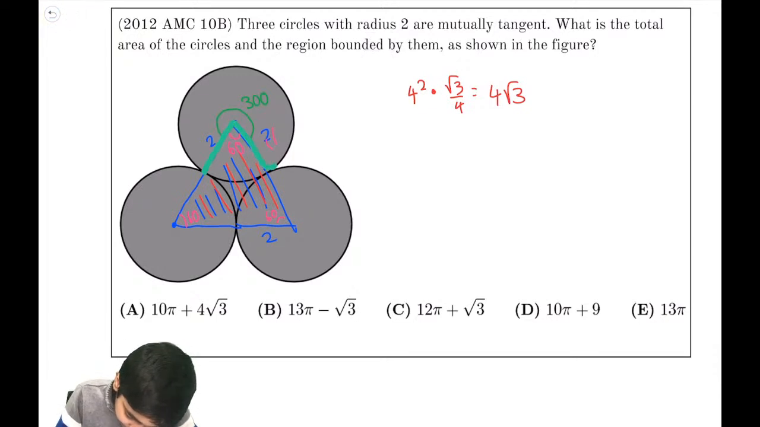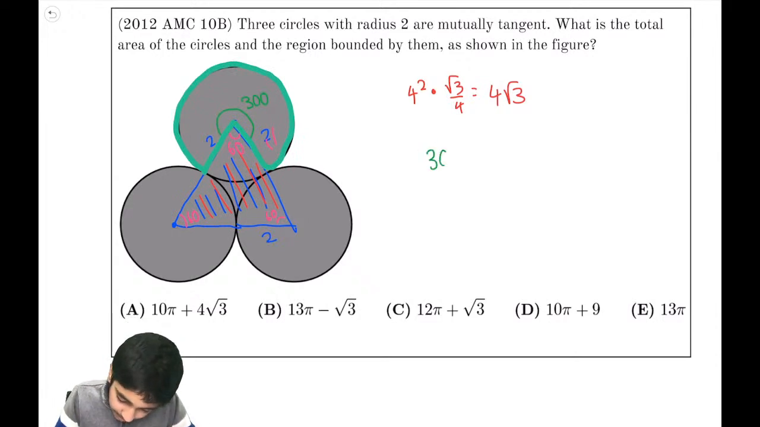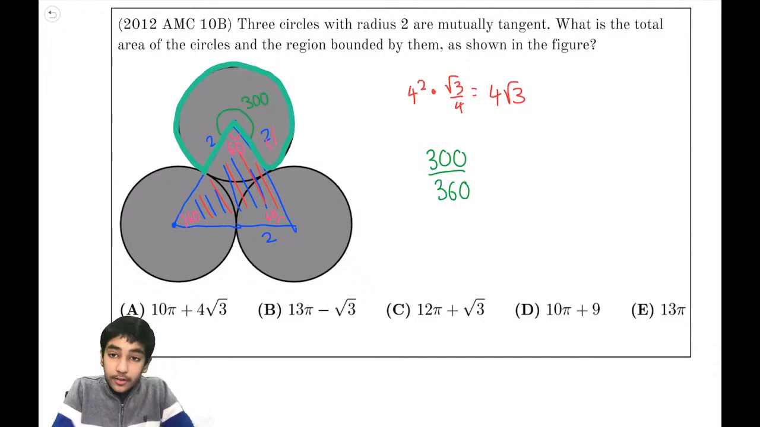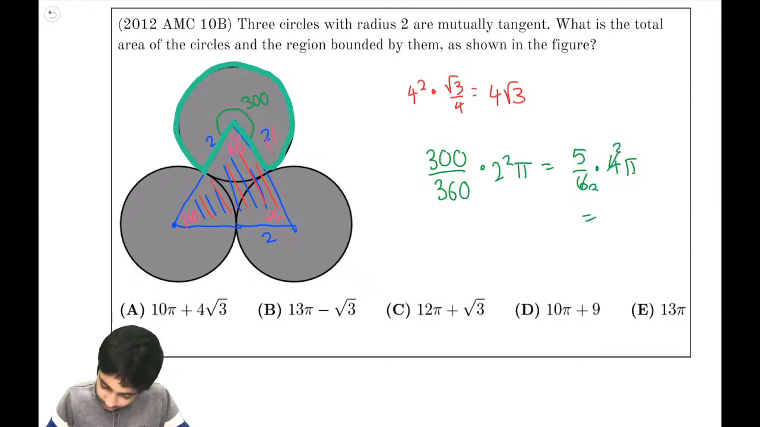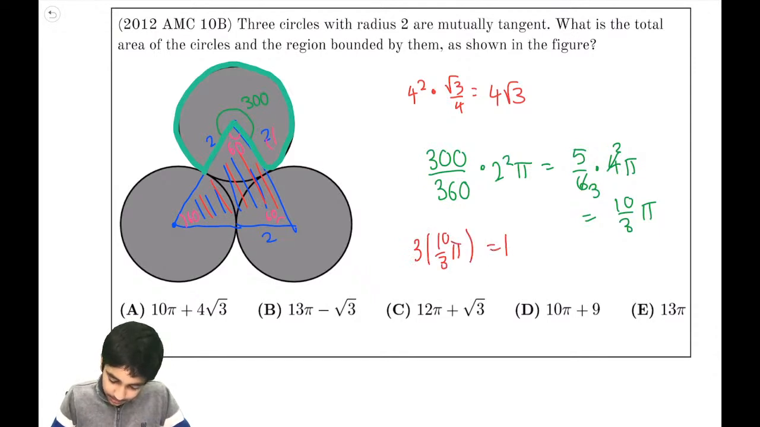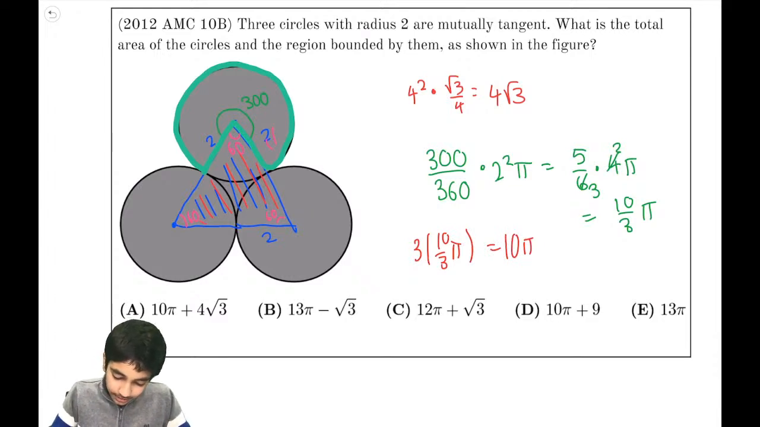So what's the area of this region here? It's going to be equal to 300 over 360, because it's a 300-degree arc, times the radius squared, so times 2 squared pi, which is equal to 5/6 times 4 pi, which equals 10/3 pi. And then if the area of one of these green regions is 10/3 pi, the area of 3 of them is just going to be 3 times this, equals 10 pi. So the area of 3 of these regions is 10 pi, the area of the middle triangle is 4 root 3, and the total area is just going to be this. That's the solution for this problem.